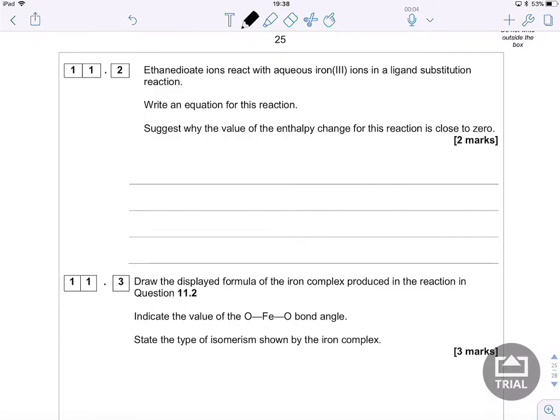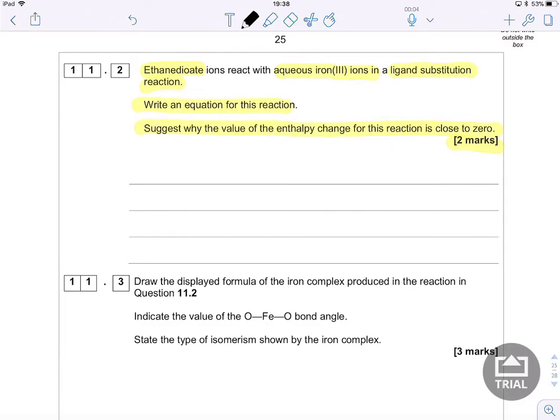Question 11. Ethanedioate ions react with aqueous iron 3 ions in a ligand substitution reaction. Write an equation for this reaction. Suggest why the value of the enthalpy change for this reaction is close to 0. It's worth 2 marks.